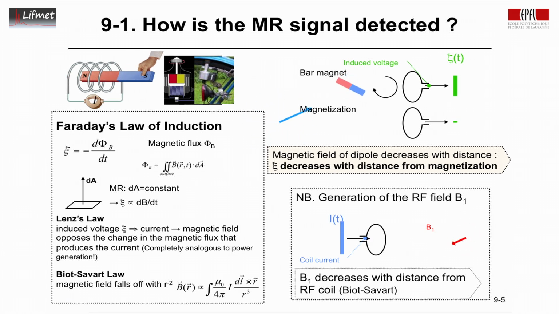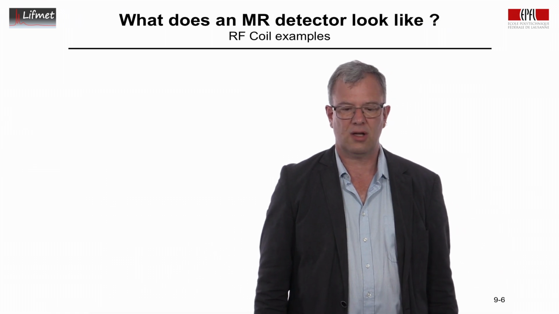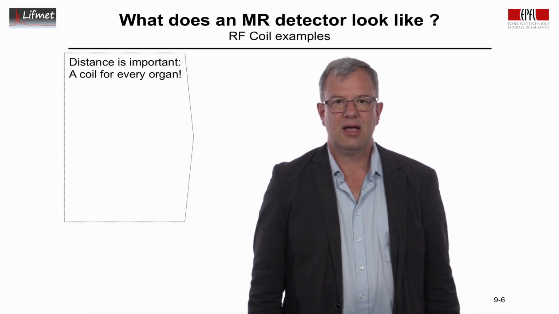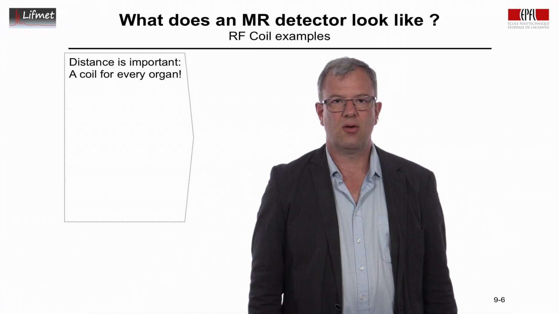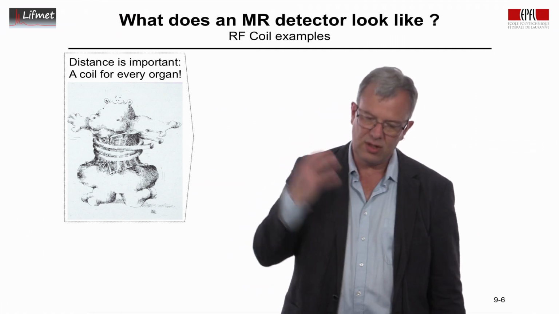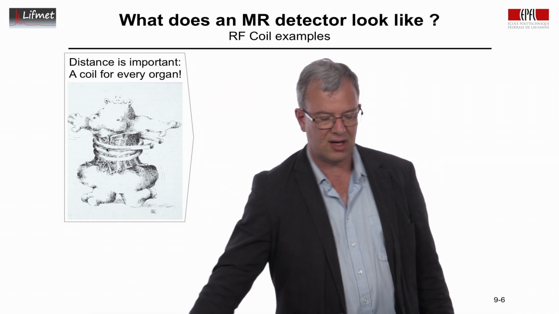Okay, so much for the theory. What are the consequences of the fact that as we are further away from the magnetization, or further away from our object of interest, either the B1 or the induced voltage decreases? In other words, what does an NMR detector look like? Well, since distance is so important, it implies that we have to optimize the coil geometry, the detector. So ideally, and this is the physicist's view of things, we'd like to put our object into our detector, and this detector should be as tight as possible.